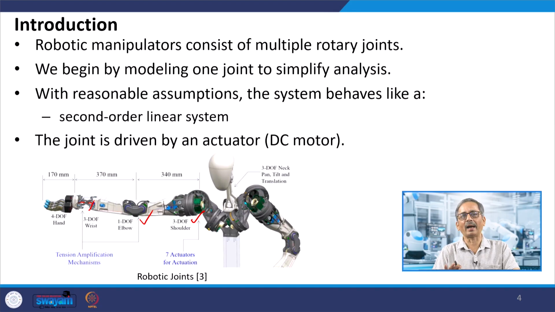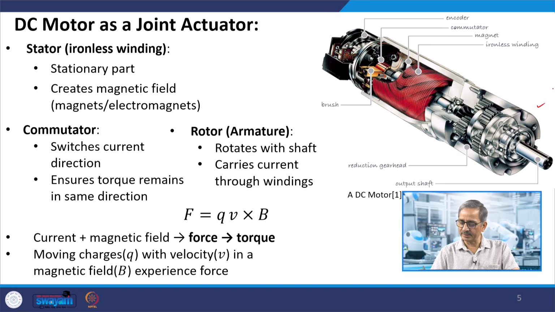With reasonable assumptions, the system behaves like a second order linear system. That is why in the last lecture we saw the second order linear system in a lot more detail. The joint is driven by an actuator, and usually we use DC motors for the actuation purpose, because they have the advantage that they are easy to control. Here is a cut section of a DC motor, from Maxon.